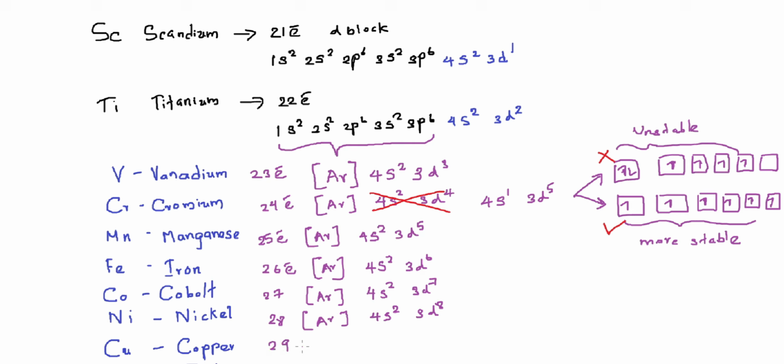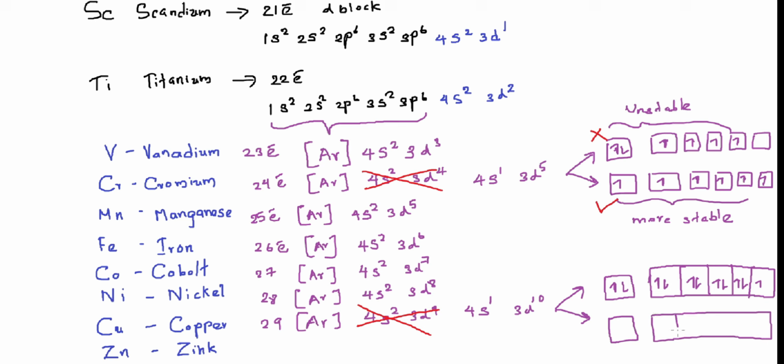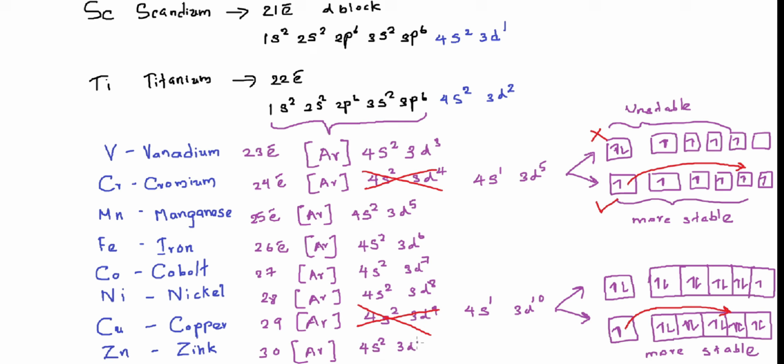Copper, which has 29 electrons, prefers a more stable configuration like chromium. Its electron configuration is argon 4s1 3d10. For the zinc atom, the next electron goes into the 4s orbital, so it's argon 4s2 3d10.